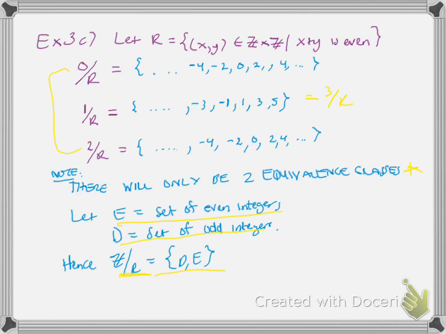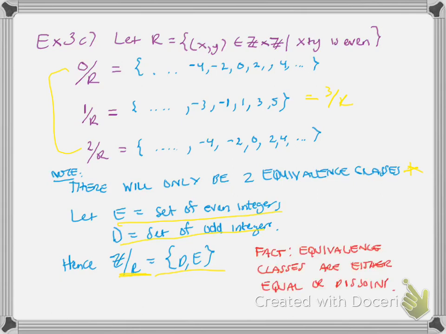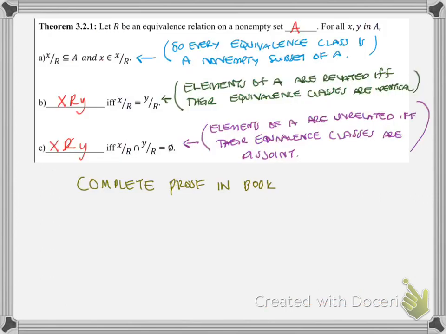Which leads us to a great fact about equivalence classes, and that fact is that equivalence classes are either equal or disjoint. If you go back and look at the other examples, they satisfied the condition.